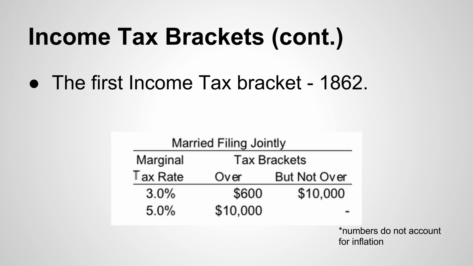Here we have the first income tax bracket in 1862. If you made over $600 but not over $10,000, you had a tax rate of 3%. However, if you made over $10,000, you had a tax rate of 5%. These numbers don't account for inflation, however, so these numbers would be much larger today.